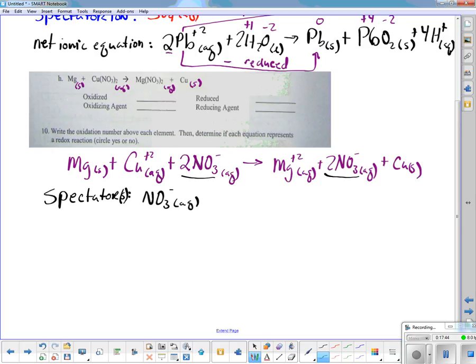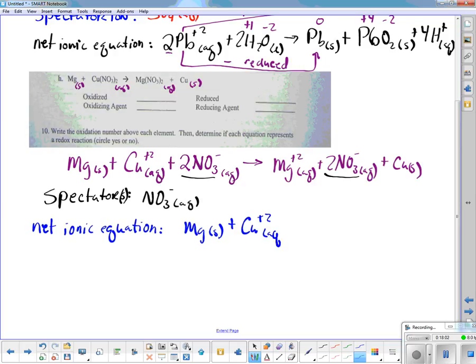Okay, so now I'm going to go to my net ionic equation where I drop the spectators. So it becomes magnesium as a solid plus copper +2 as an aqueous goes to magnesium +2 aqueous plus copper as a solid.